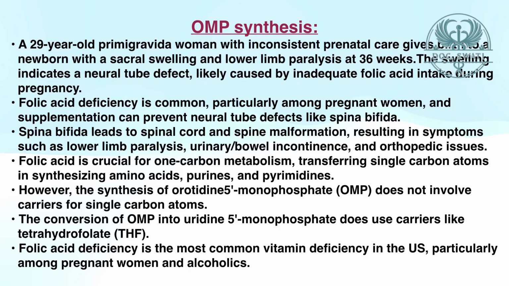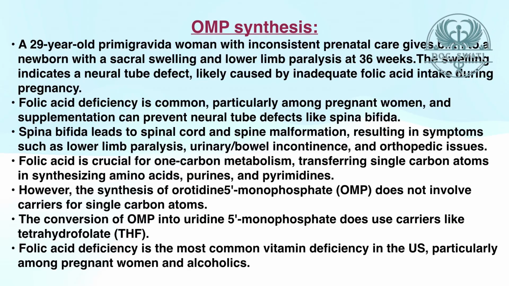A 29-year-old primigravida woman with inconsistent prenatal care gives birth to a newborn with a sacral swelling and lower limb paralysis at 36 weeks. The swelling indicates a neural tube defect, likely caused by inadequate folic acid intake during pregnancy. Folic acid deficiency is common, particularly among pregnant women, and supplementation can prevent neural tube defects like spina bifida.